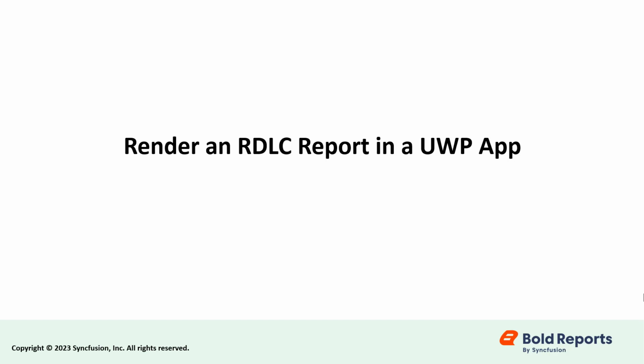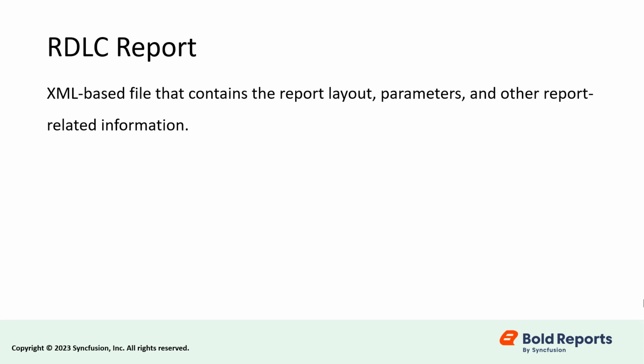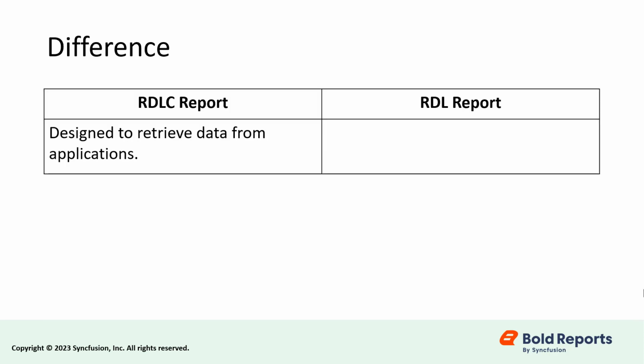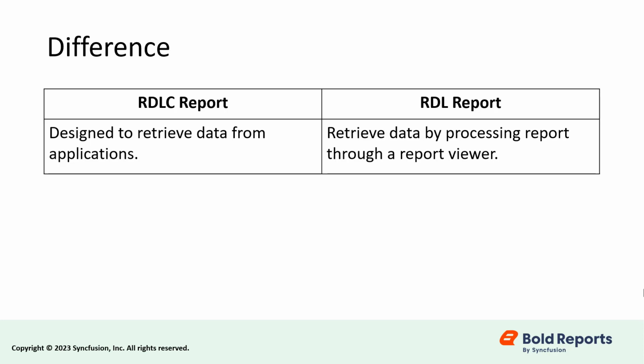In it, I will show you how to render an RDLC report in a UWP application. An RDLC report is an XML-based file that contains the report layout, parameters, and other report-related information. The main difference between RDLC and RDL reports is that RDLC reports are designed to retrieve data from applications. RDL reports, on the other hand, retrieve data by processing reports through a report viewer.